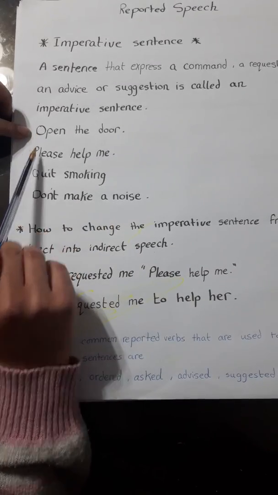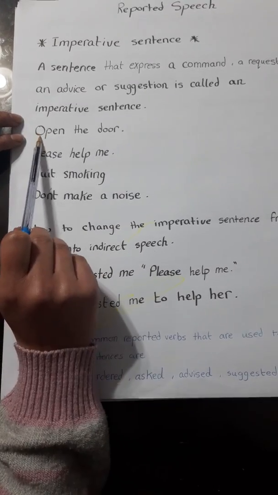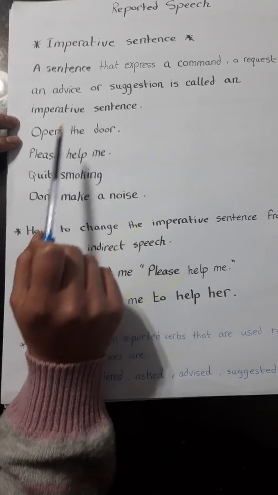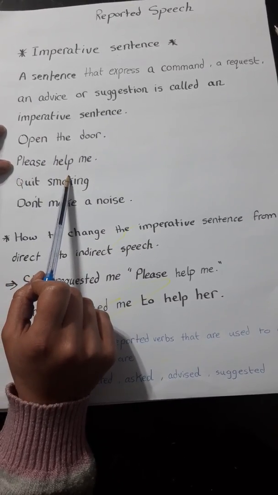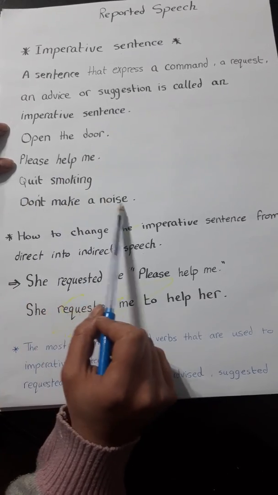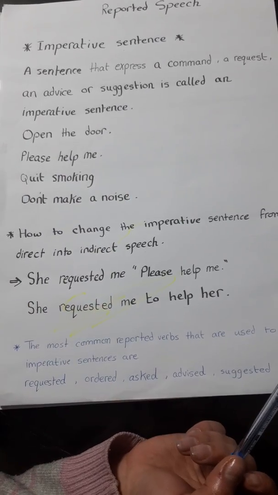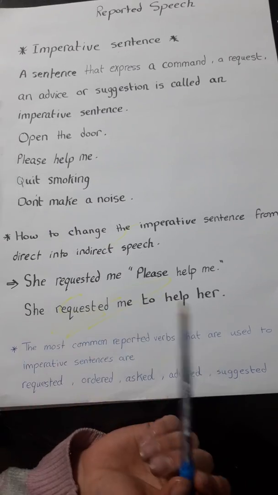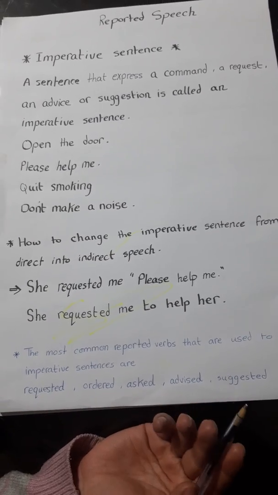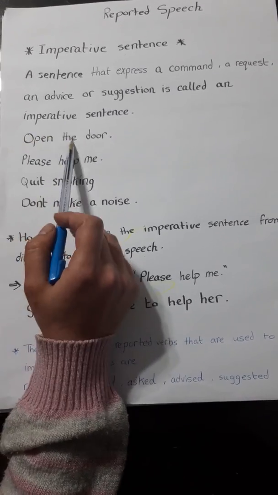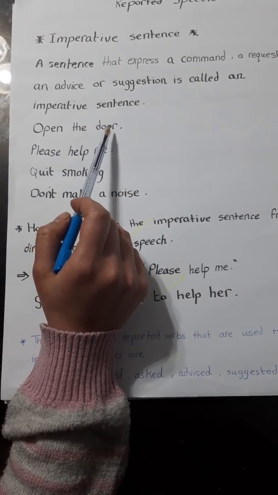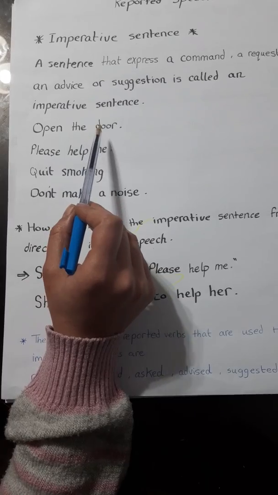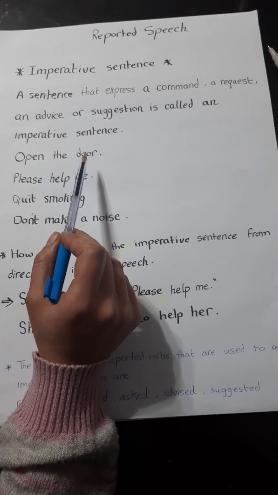Here we have some examples. Like when we say, open the door. Please help me. Quit smoking. Don't make a noise. I want you to notice that these sentences don't have any subject. Open the door. Do we have a subject here? We don't have a subject here. This is what we call the imperative sentence.